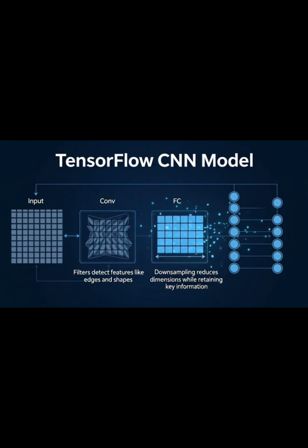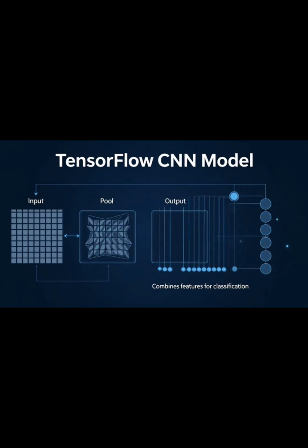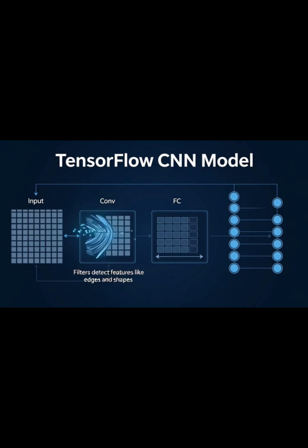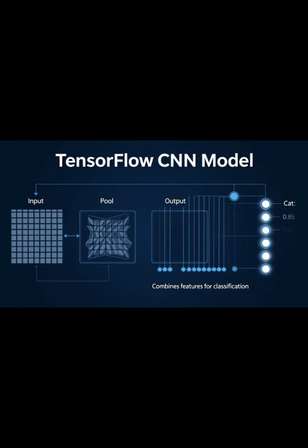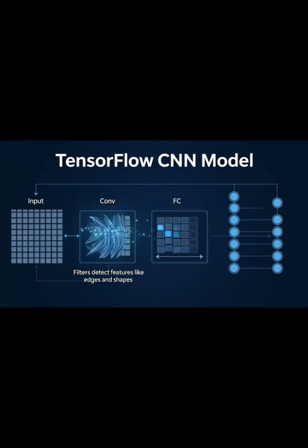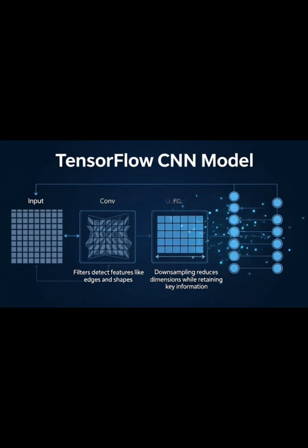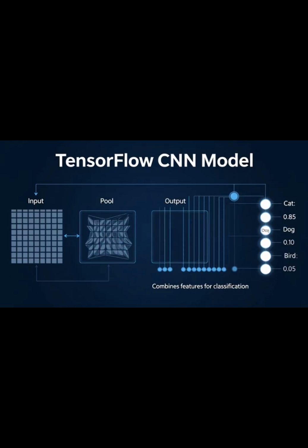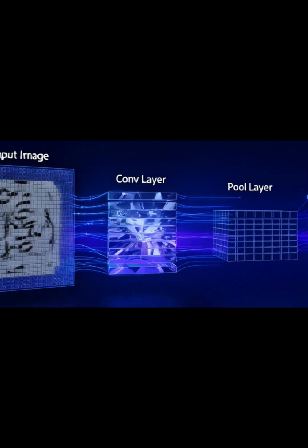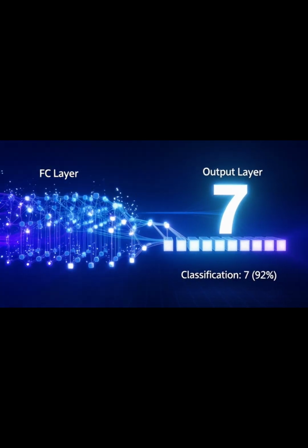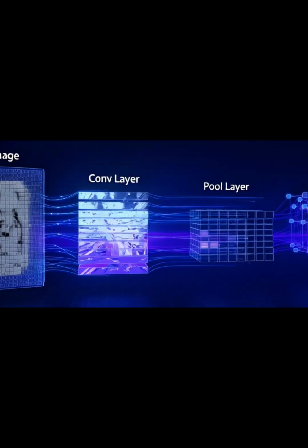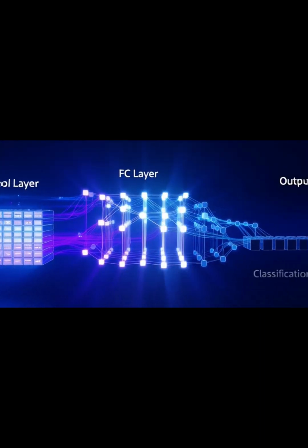Why TensorFlow is great for computer vision. Computer vision tasks involve teaching computers to see and understand images and videos. TensorFlow excels here because it has built-in support for convolutional neural networks, CNNs, the main type of model used in vision. Easy tools like Keras inside TensorFlow let you build powerful models quickly.